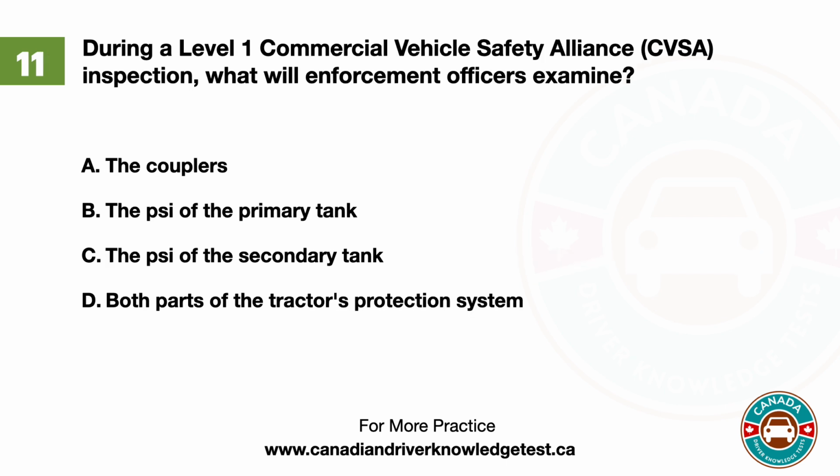Question 11. During a Level 1 Commercial Vehicle Safety Alliance, CVSA, inspection, what will enforcement officers examine? A. The couplers. B. The size of the primary tank. C. The size of the secondary tank. D. Both parts of the tractor's protection system. The answer is D. Both parts of the tractor's protection system.